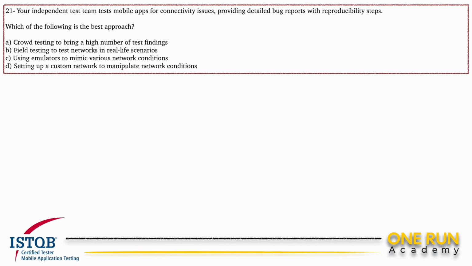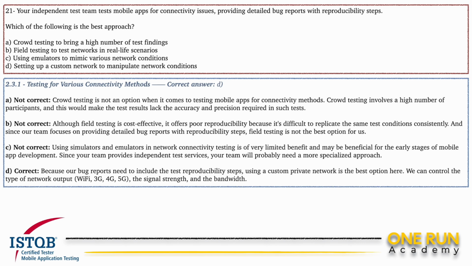All right, so the case here is a team that provides independent test services for other organizations. This team specializes in performing web connectivity testing, and the question challenges us to pick the most suitable approach for this team. Now, let's take a look at the 4 provided options to see which of them would match our understanding. Starting with option A, crowd testing.